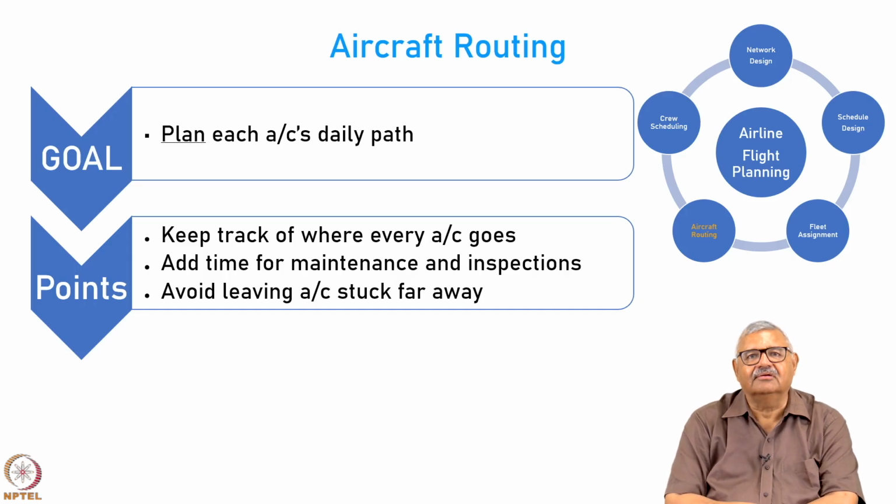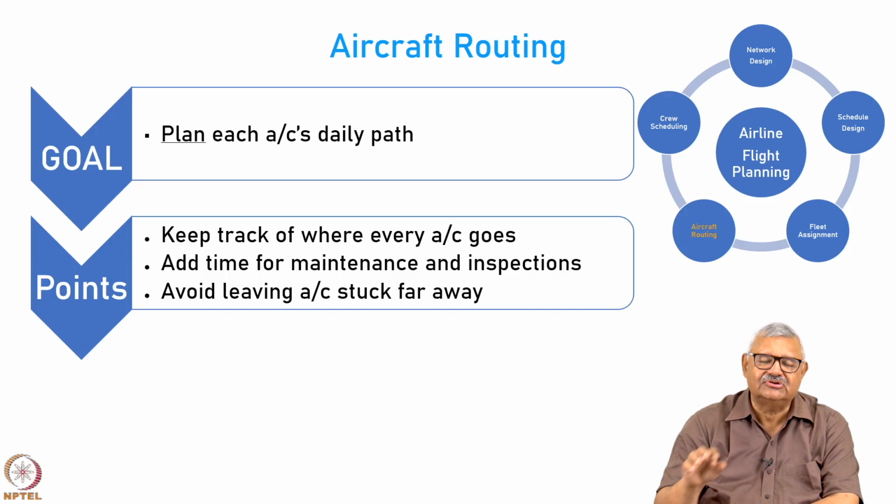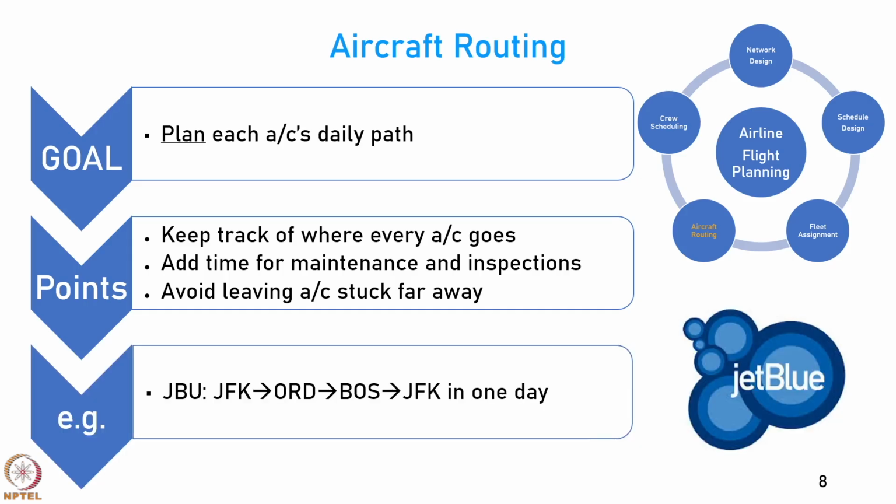While planning the routing, we need to be careful to add time for maintenance and inspections of each aircraft, and we have to also avoid the aircraft languishing at an airport for a very long time with no operations. Here is an example. JetBlue, it operates an aircraft from JFK, that is in the New York, to Chicago, to Boston and back to JFK. All of this is done in one day. Okay? So, notice that the flight of the aircraft starts from JFK and ends in JFK. Keep this in mind when we come ahead to some rules regarding scheduling and routing.